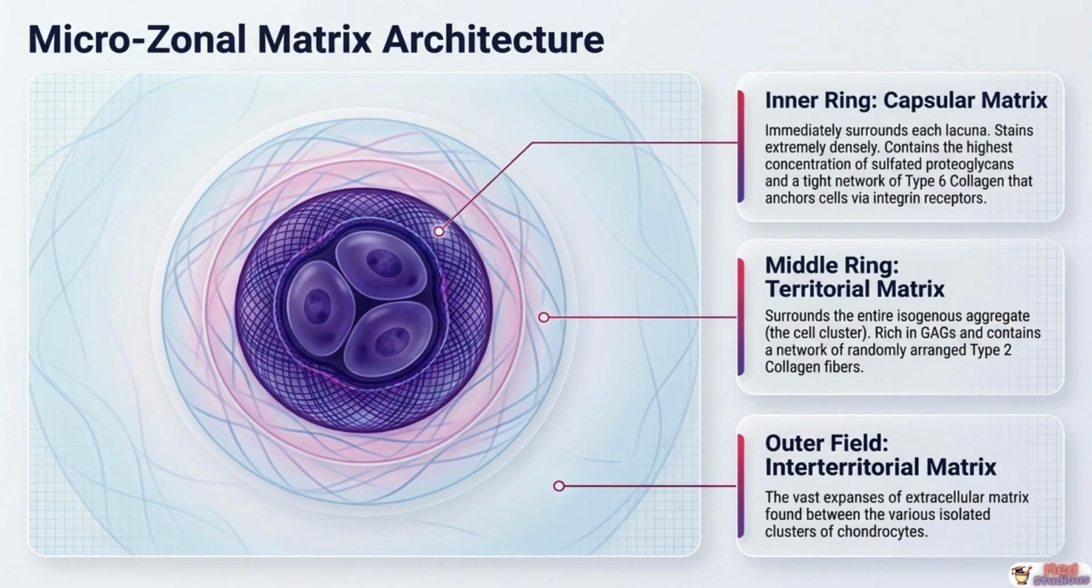The outer field, the interterritorial matrix, is the vast expanse of extracellular matrix found between the various chondrocyte clusters. It is the bulk of the cartilage volume, contains the most type 2 collagen, and is where the majority of compressive load distribution occurs. It stains lightest of the 3 zones on H&E, reflecting its relatively lower proteoglycan concentration compared to the pericellular and territorial zones.